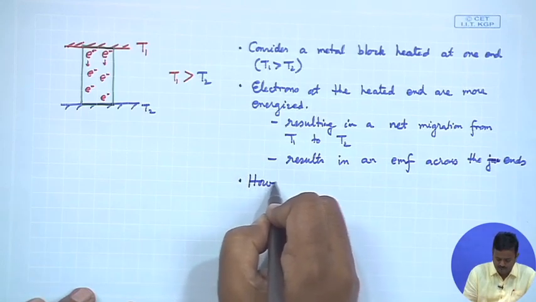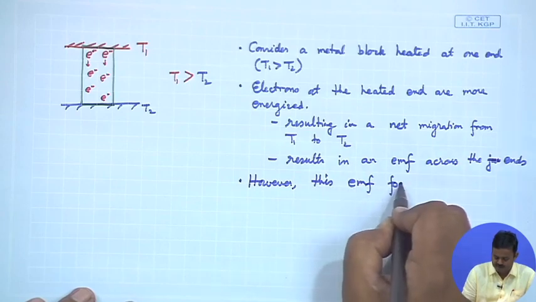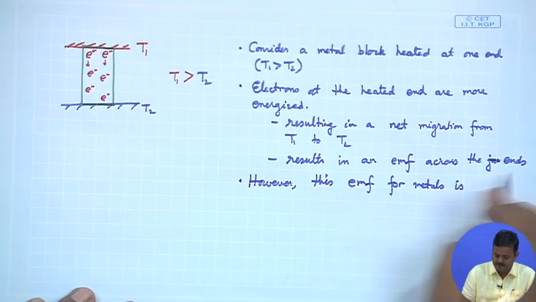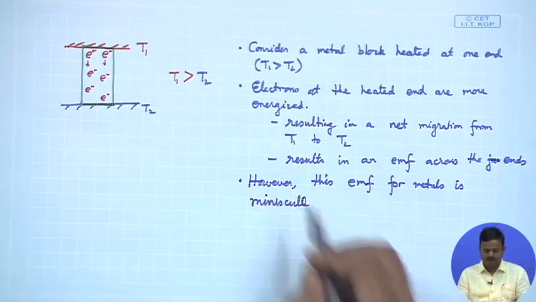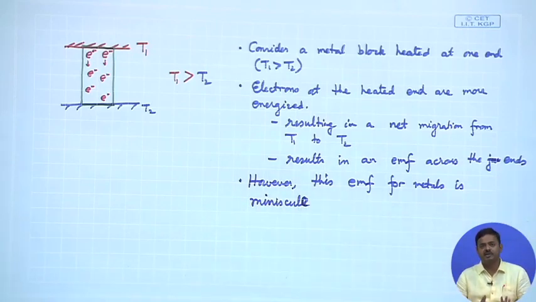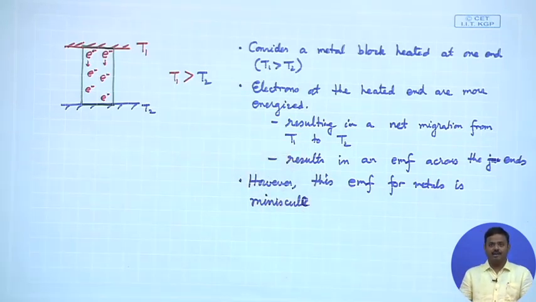However, this EMF for metals is minuscule. Okay. So, the Seebeck coefficient for metals is very, very low. So, if that is the case, what do we do if we want to have an appreciable EMF? One may argue, why not take a bunch of these metal blocks and arrange them in series, so that the voltages add up. Okay, fair enough. Let us see what happens.